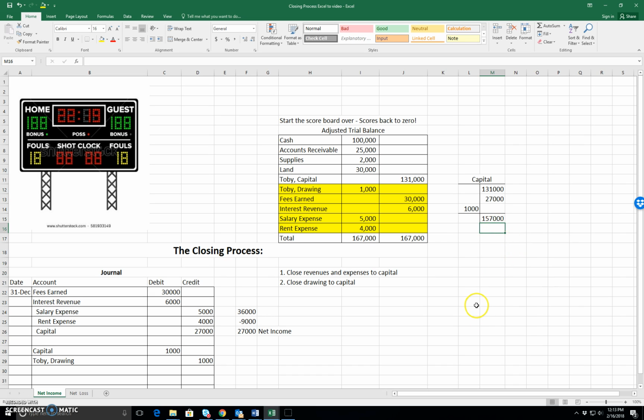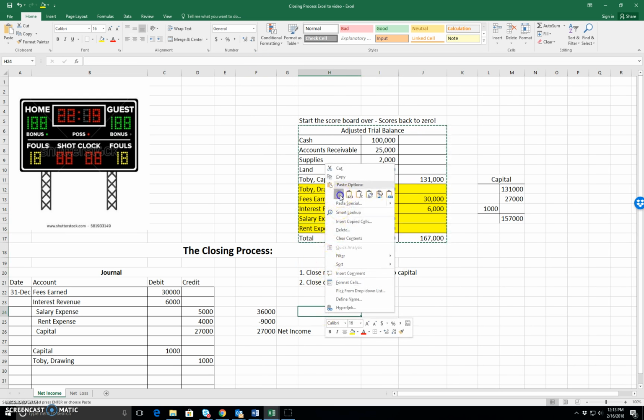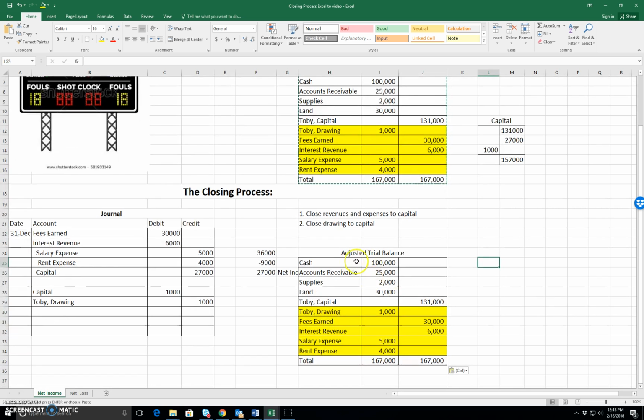So we have just one more trial balance to prepare, which is called the post-closing trial balance. And here's how it would work. It's going to start with the same numbers as our adjusted trial balance, but then we're going to update them for what we've just done. So all these numbers stay the same except for capital. Capital becomes $157,000. All these numbers get zeroed out because we have zeroed them out. And we can see that we are in balance because all of those numbers actually transferred up here to capital.